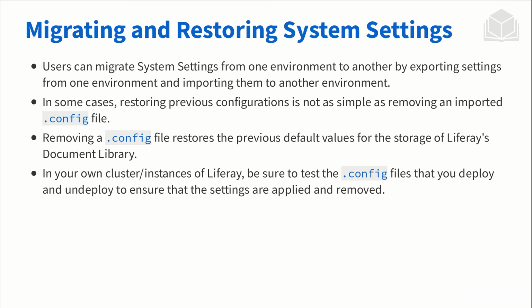So you can use it to create your new Docker image and then start that new system, or you can use it in a hot deploy fashion by just deploying that config file. You can upload through the user interface, you can put it into the hot deploy folder or just in the OSGi configs folder. That just works. And as it says here, removing a config file restores the previous default values for the storage of Liferay's document library. Well, this is going back to the exercise.